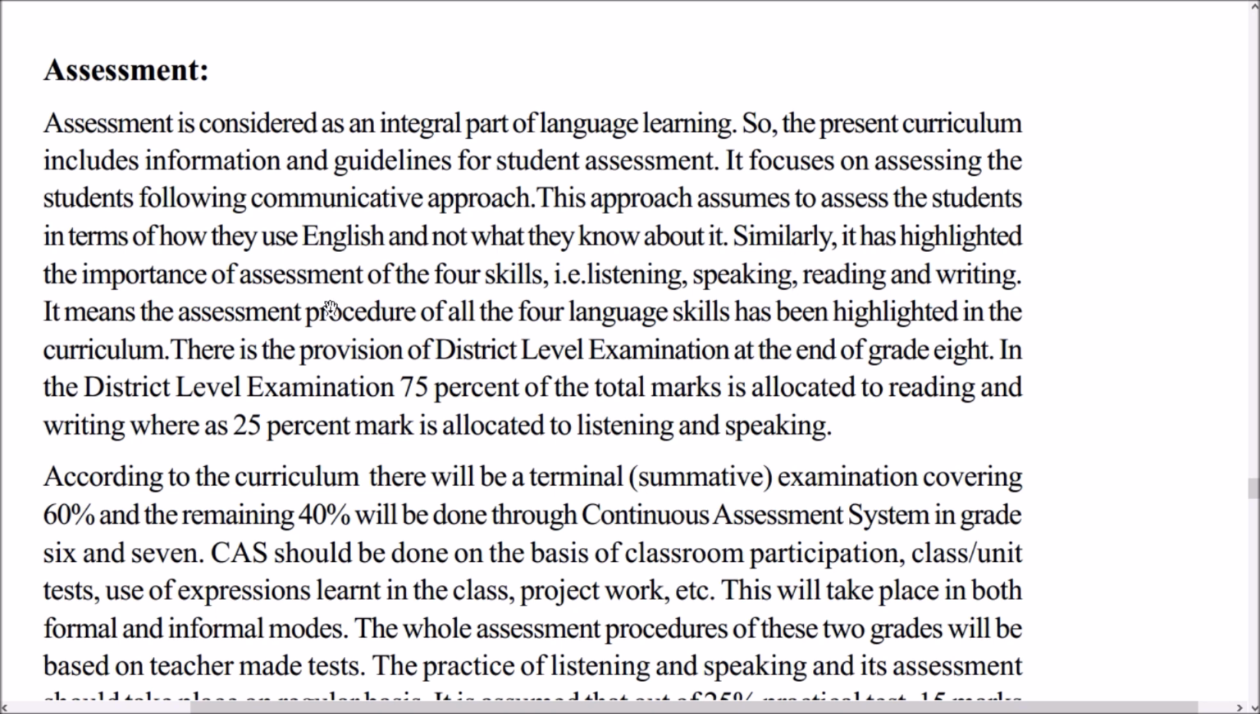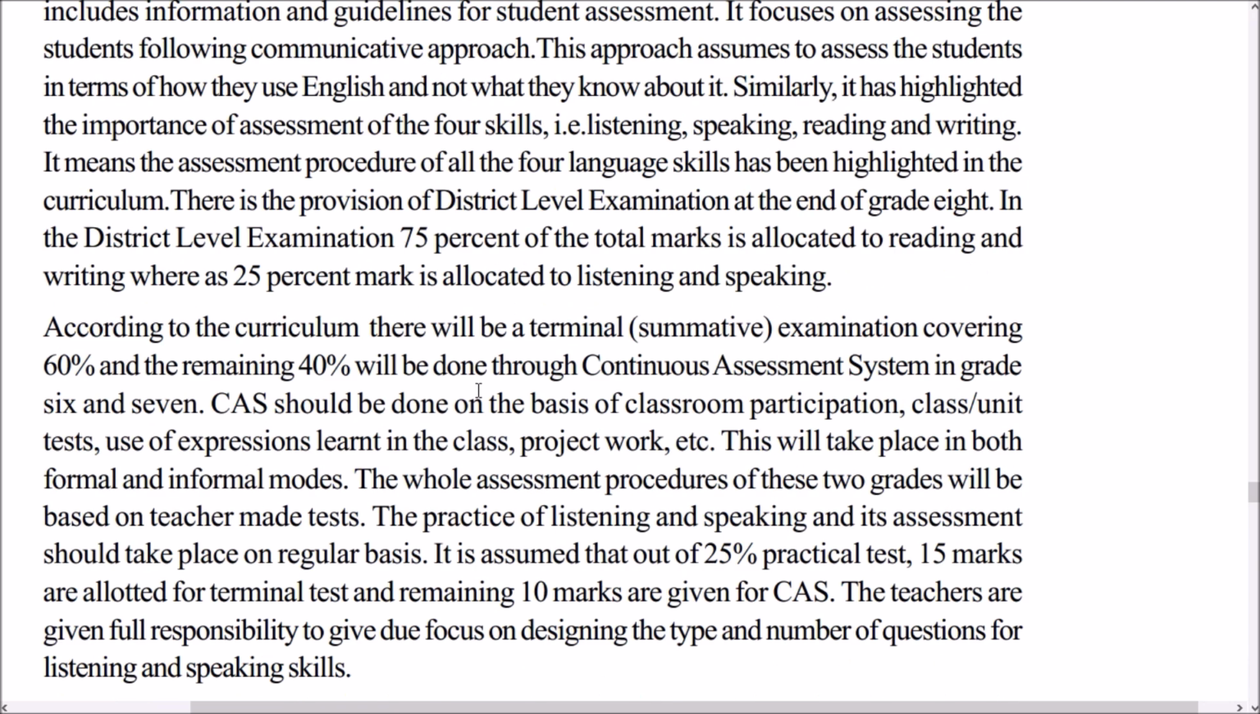Similarly, it has highlighted the importance of assessment of the four skills: listening, speaking, reading, and writing. It means the assessment procedure of all the four language skills has been highlighted in the curriculum. That is the provision of district level examination at the end of grade 8. In the district level examination, 75% of the total marks is allocated to reading and writing, whereas 25% marks is allocated to listening and speaking.